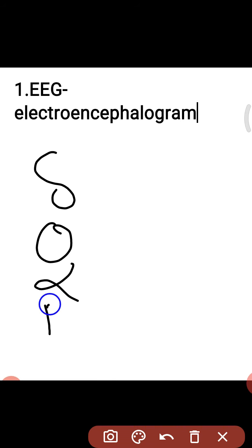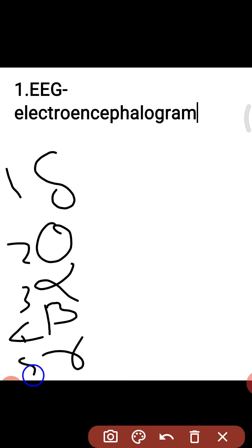The first one is the delta waveform, the second one is the theta frequency, the third one is the alpha frequency, the fourth one is the beta frequency, and the fifth one is the gamma frequency. These are the five frequencies, and we have different ranges for these frequencies.